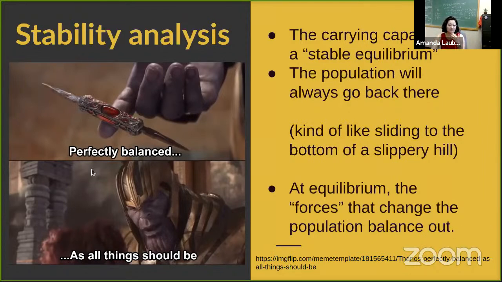And the thing is that equilibria and stability are just an idea of balance. And that's exactly what Thanos said he was all about. He just had a fundamental misunderstanding about how it works.